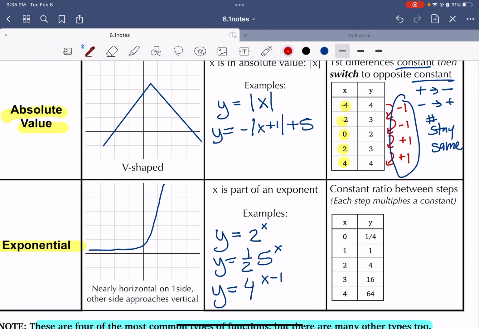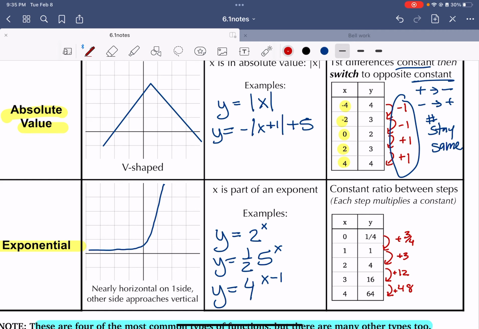All right, we have a fraction here, but that's okay. From 1/4 to 1, I added 3/4. From 1 to 4, I added 3. From 4 to 16, I added 12. And from 16 to 64, get out the calculator, I added 48. And I should be putting a plus there because I'm adding them. All right, so this is definitely not linear because I'm not adding the same thing.